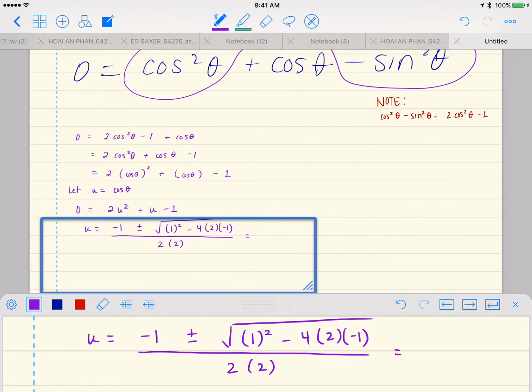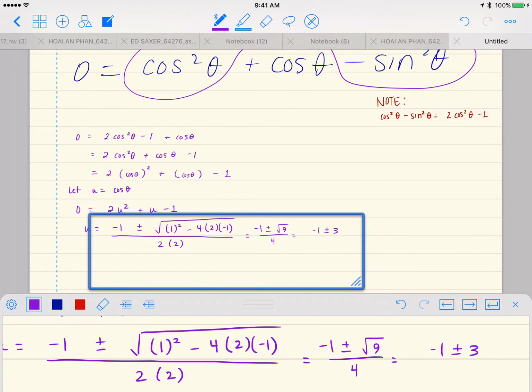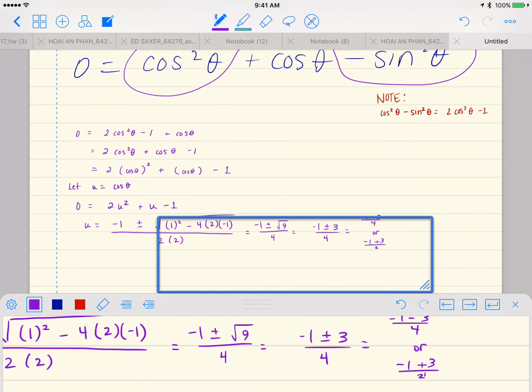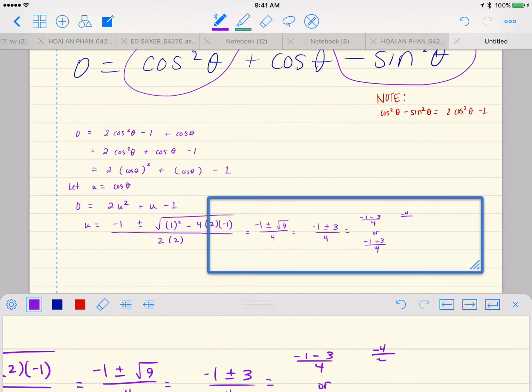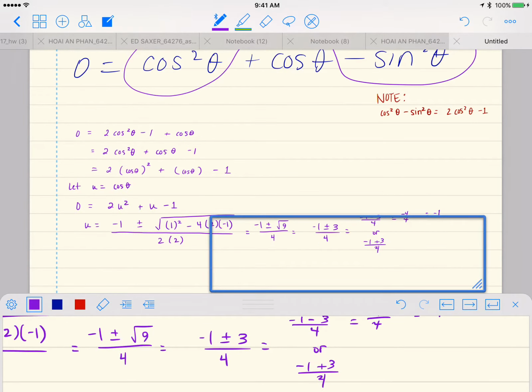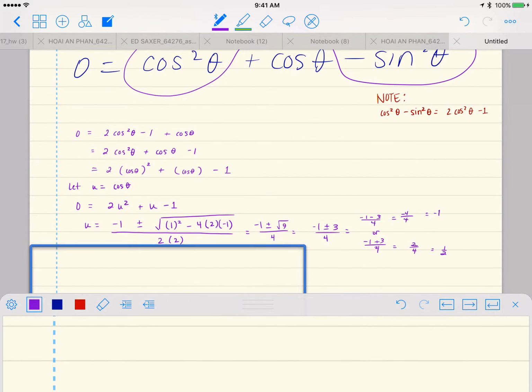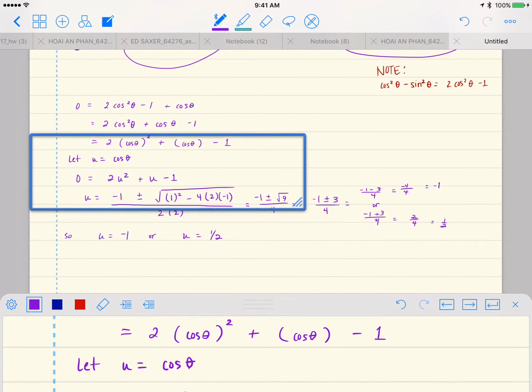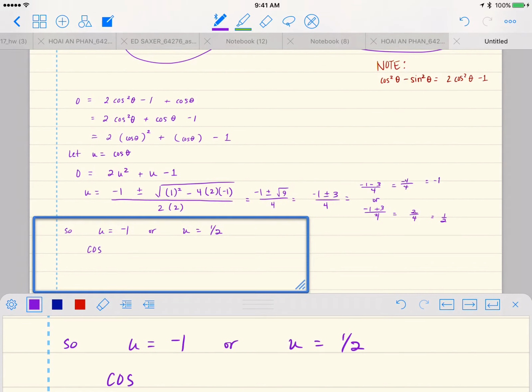And when we work this out, we get negative 1 plus or minus the square root of, that'll be 1 plus 8, so it'll be the square root of 9, over 4. So that's just negative 1 plus or minus 3 over 4. So we get negative 1 minus 3 over 4, or negative 1 plus 3 over 4, right? The negative 1 minus 3 over 4 will be negative 4 over 4, which is negative 1. And then negative 1 plus 3 over 4 is 2 over 4, which is 1 half. So u equals negative 1, or u equals 1 half. But remember, u is actually cosine of theta. So we have cosine theta equals negative 1, or cosine theta equals 1 half.